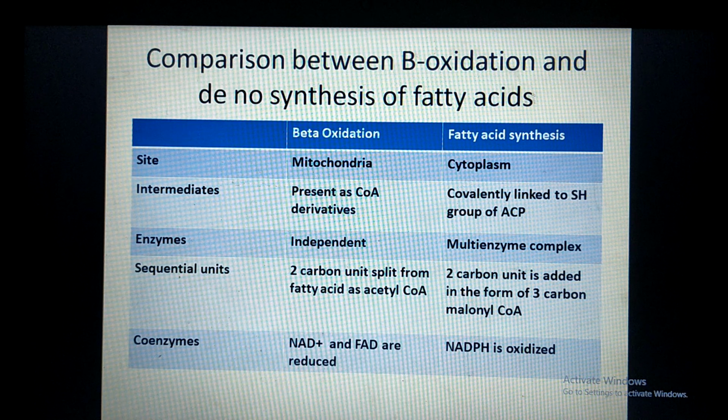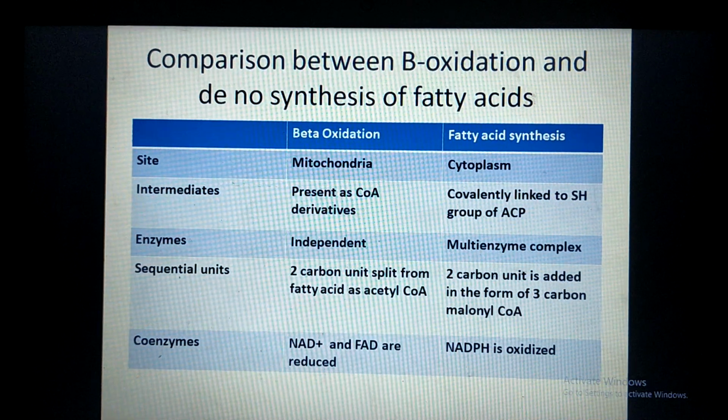So 3 carbon atoms are added into the fatty acid synthesis complex, out of which 1 carbon is removed in the form of CO2, and only 2 are added. So the fatty acid length is increased by 2 carbons. The coenzymes required for beta oxidation are NAD and FAD, which get reduced, whereas in fatty acid synthesis NADPH is the coenzyme which gets oxidized.